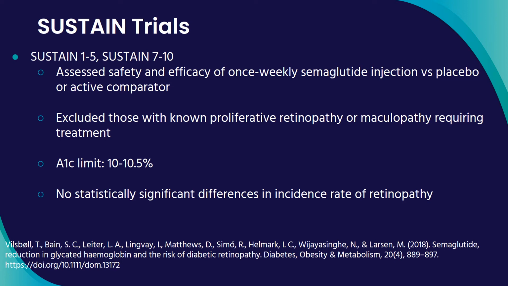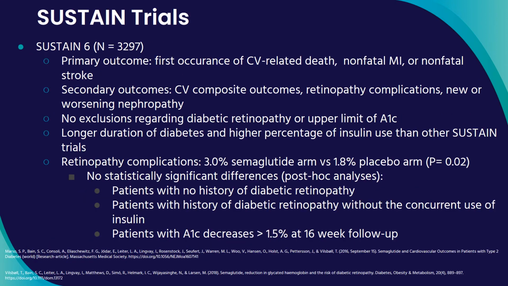Additionally, the SUSTAIN 1 through 5 and 7 to 10 trials had an upper limit on baseline A1C ranging from 10 to 10.5%. Reported adverse events of diabetic retinopathy were all mild to moderate, and no statistically significant difference in incidence rate of diabetic retinopathy between treatment groups was reported in the trials.